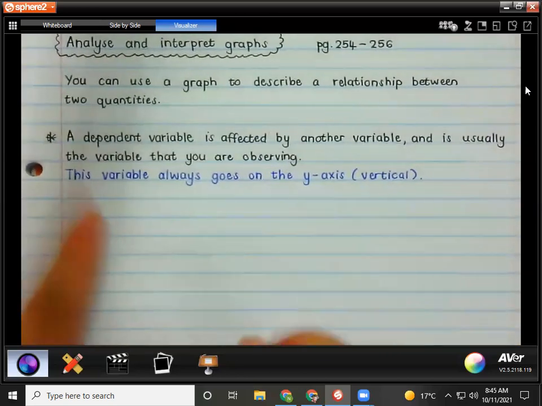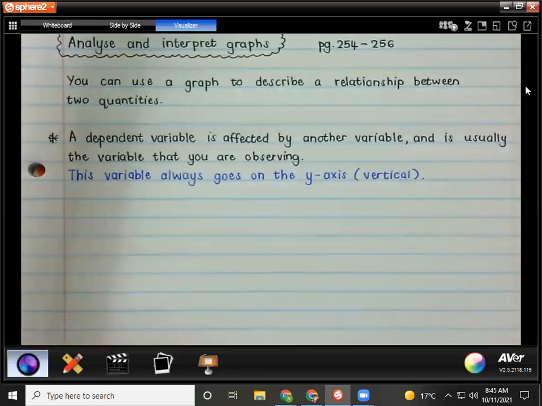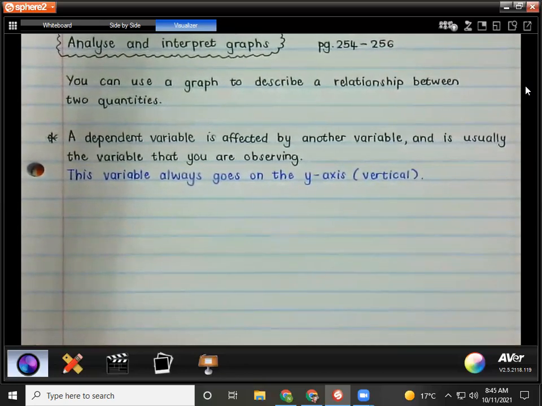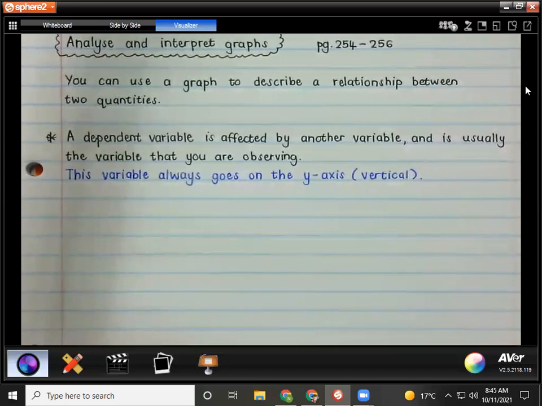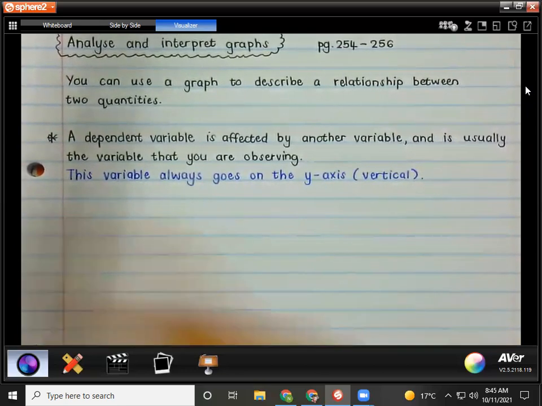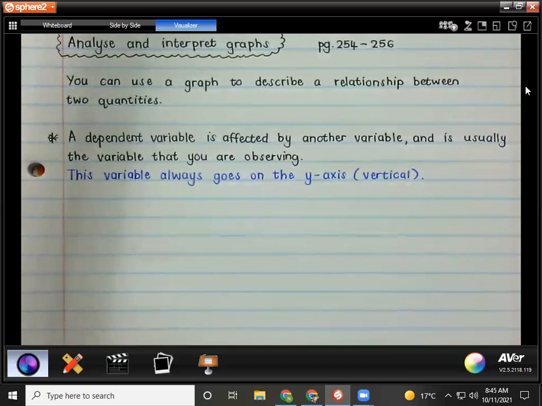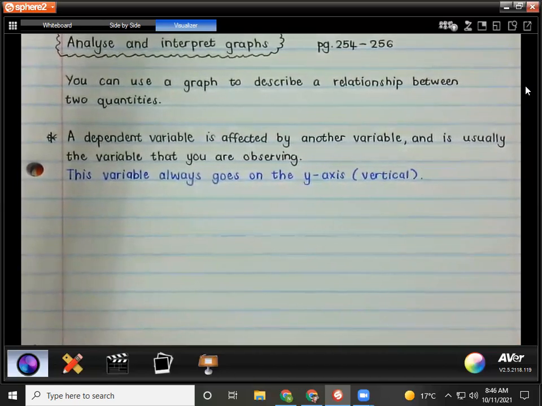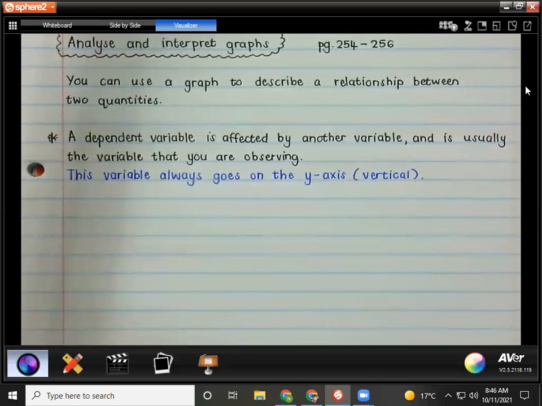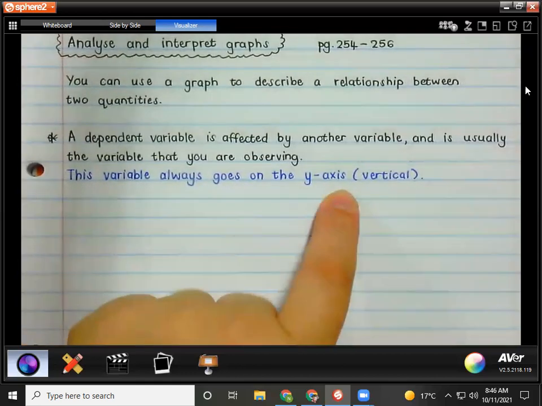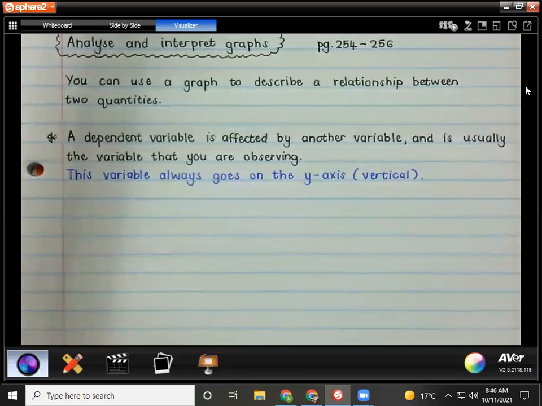Okay. Now that is very important, guys. This part in blue, which is why I put it in blue, this variable always goes on the y-axis. Okay, and the y-axis is the vertical one. Like I said, we're going to talk a lot about x-axis, y-axis, the difference between the two. But that is the most important thing. If you are given two sets of information, and they are telling you just to draw a graph, and they didn't tell you which one must go on the vertical axis and which one on the horizontal axis, you need to figure out which one is dependent on the other one. Okay, and the one that is dependent, that is affected by the other one, has to always go on the vertical axis, the y-axis.